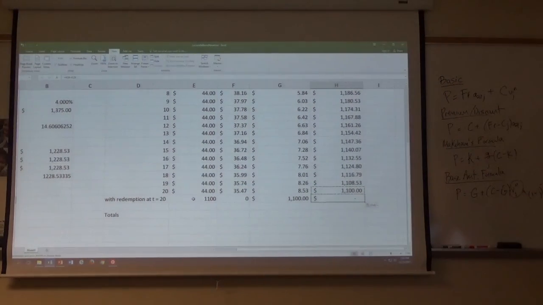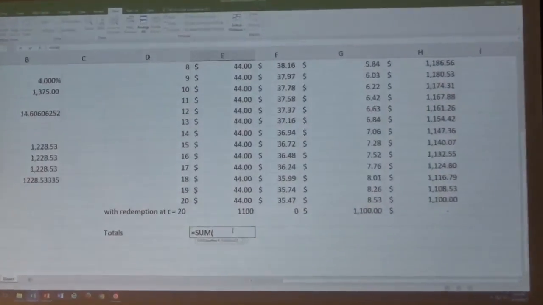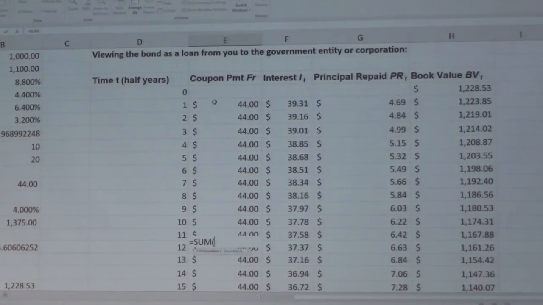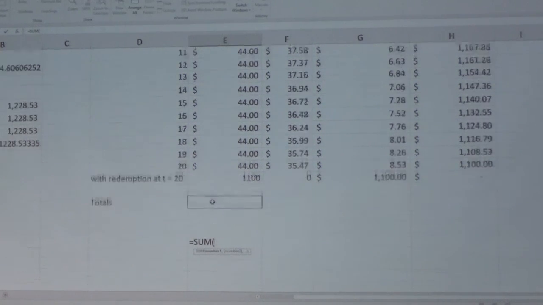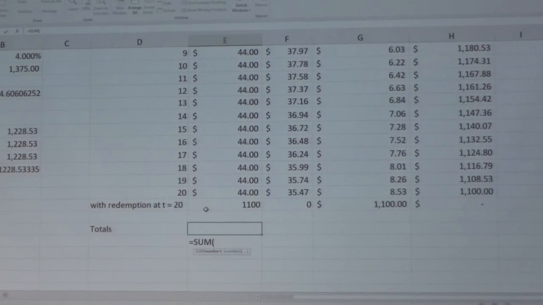We can calculate totals for these things. Built-in function equals sum, S-U-M, meaning add up things. The first number up here is in cell E5 down to E25. I can do E5 colon E25 to add those numbers up. And I can copy and paste that over in the next couple columns. I can just click and drag to see what these add up to, and it should make sense, hopefully. Come on, it's not dragging for me here.